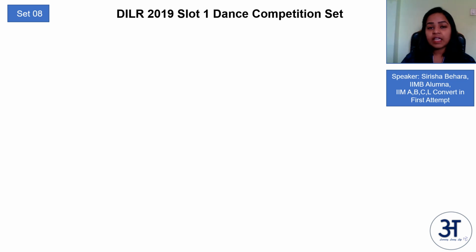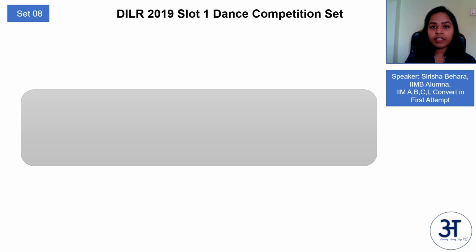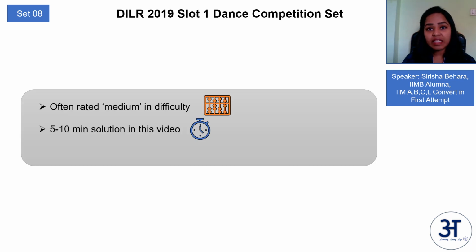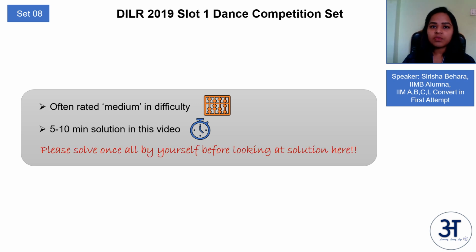Hello everyone. In this video, we'll be looking at a set called Dance Competition Set. This is the last set we are solving from DILR 2019 slot 1 of CAT paper. Before going ahead, this set is often rated medium in terms of difficulty level and we'll look at a 5 to 10 minute solution for the same. Please solve this set once all by yourself before you look at the solution.